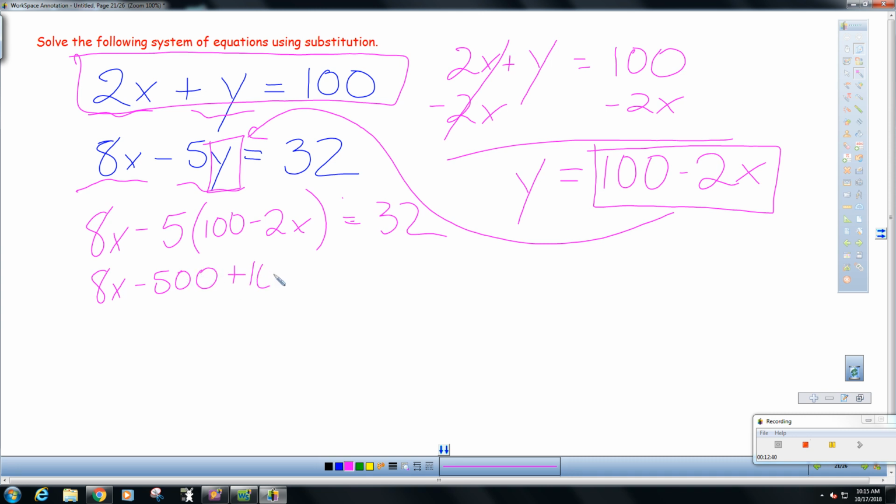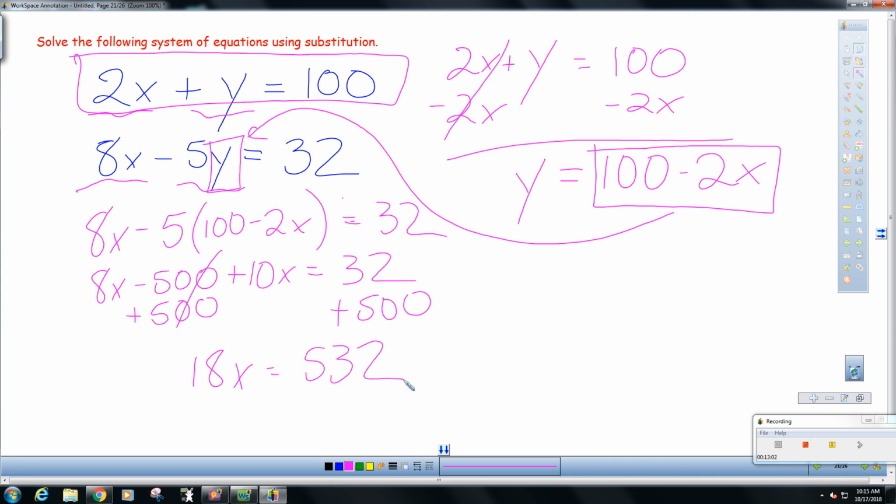So, 8x minus 500 plus 10x. Don't you forget about that negative times a negative, Carson. Yeah. Okay? So then you're going to get, add 500. This is going to be a decimal, buddy. That's gone. So you get 18x is 532. Do 532 divided by 18, and you get x equals 29.5 repeating.